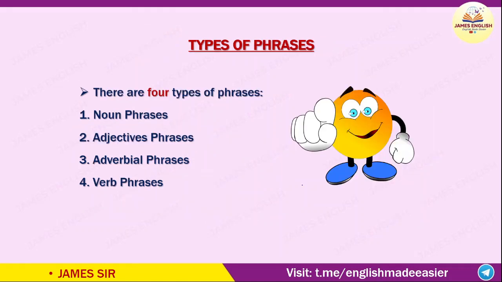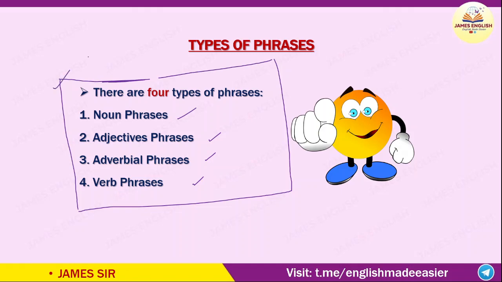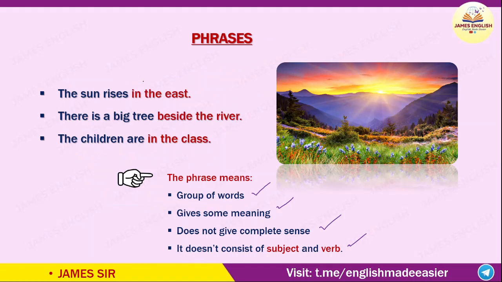Then how many types of phrases are there? In English, we have 4 types of phrases. They are noun phrases, adjective phrases, adverb phrases, and verb phrases. On types of phrases, I will make a separate video. For the time being, just remember what a phrase is. A phrase refers to a group of words. It gives some meaning but does not give complete sense, and a phrase doesn't consist of subject and verb.